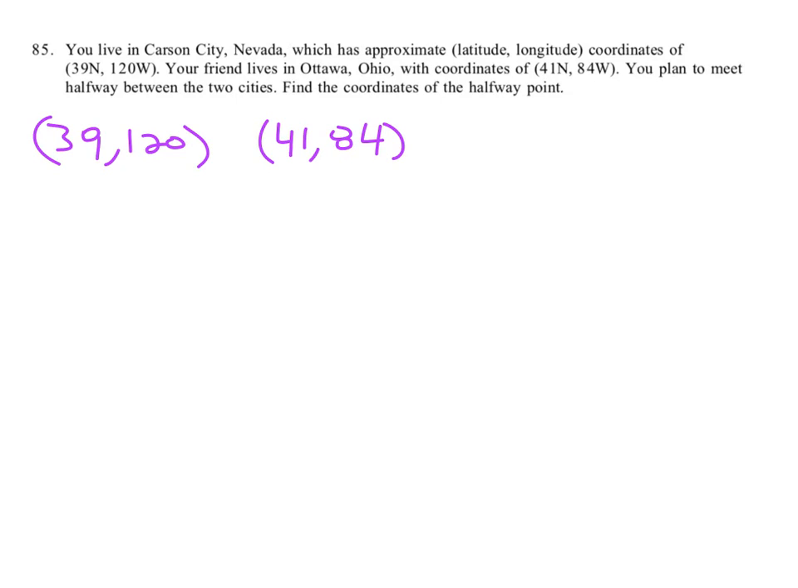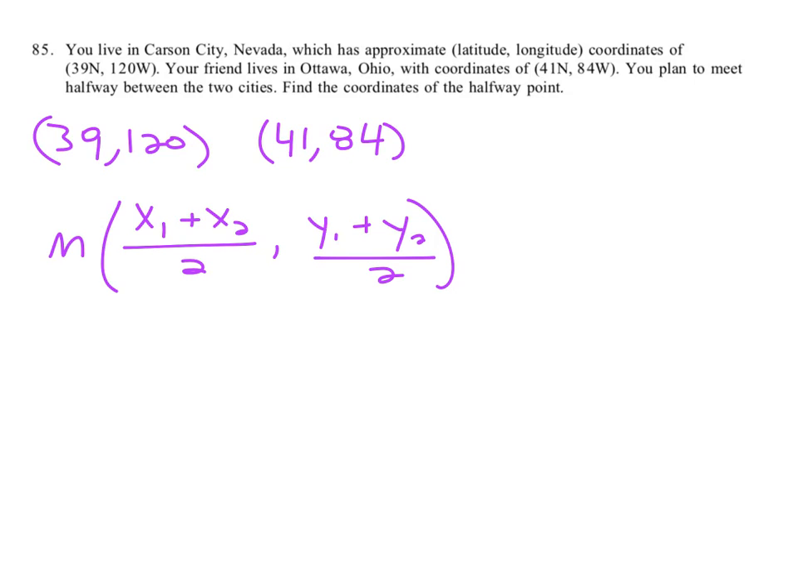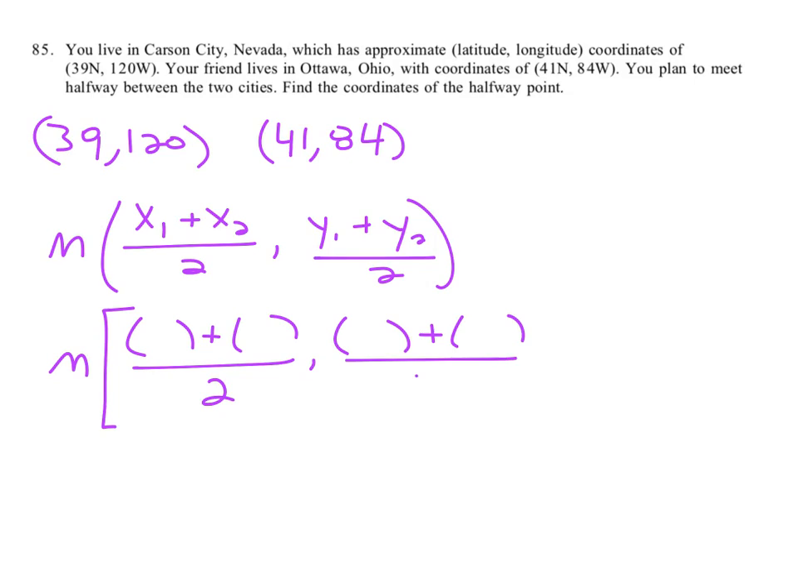Okay, so you want to meet at the halfway point? Well, remember, to find the midpoint or the halfway point, what we're going to do is x1 plus x2 divided by 2, comma, y1 plus y2 divided by 2. And what does that look like? Well, that looks like x1 plus x2 substituted in, comma, y1 plus y2 over 2 substituted in.